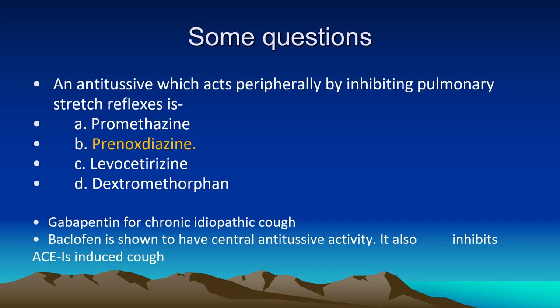Now, one question could be, which antitussive acts peripherally by inhibiting pulmonary stretch receptors? There may be one or more others, but prenoxdiazine should be remembered. Others don't have this action. Among the other drugs, gabapentin and baclofen have been found to be useful in certain dry coughs, particularly chronic idiopathic dry cough and ACE inhibitor-induced cough.